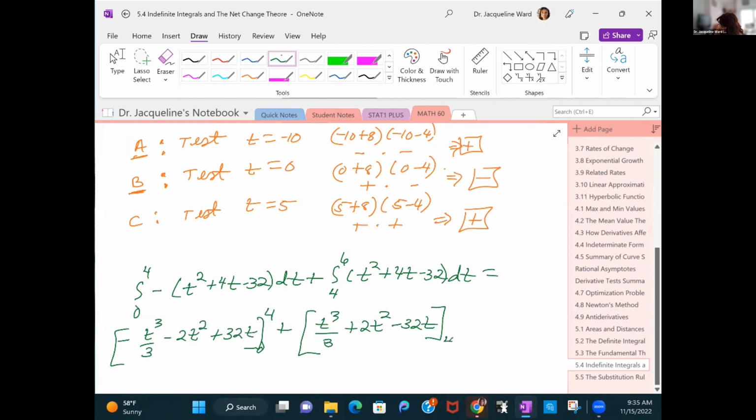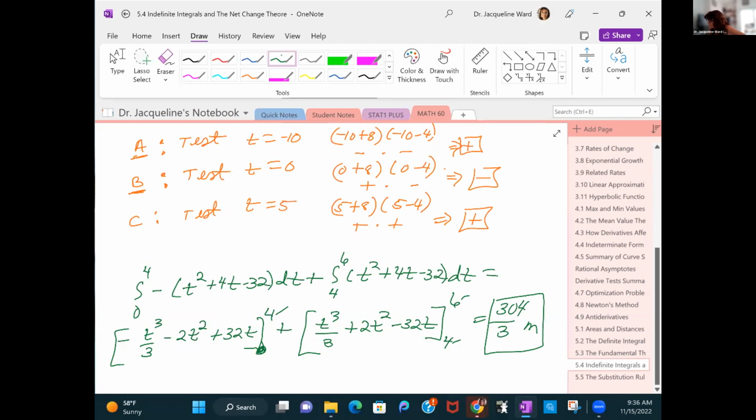Too hard to write and talk. And then I realize that's a pain. At least this first one, the lower limit is 0. So really you're evaluating 1, 2, 3 things. But you get, with the magic of WebAssign, 304/3 meters. So it's a little over 100 meters. I won't bore you with the arithmetic there.